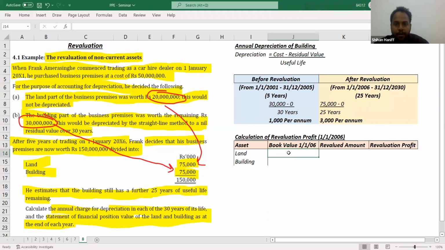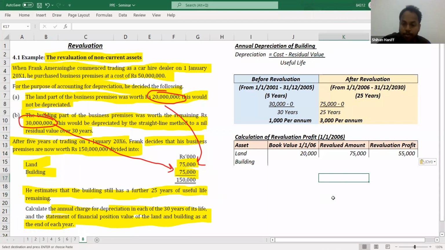Okay, land value is 20,000. It didn't change because we don't depreciate land, so land value is 20,000 and revalued amount is 75,000. Therefore, profit is 55,000.